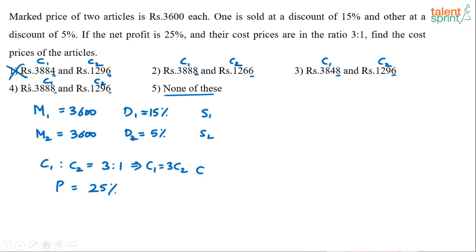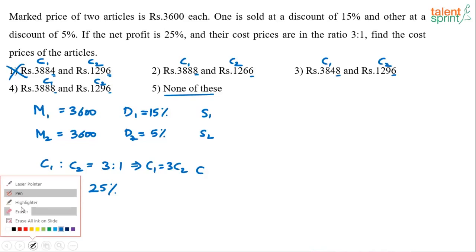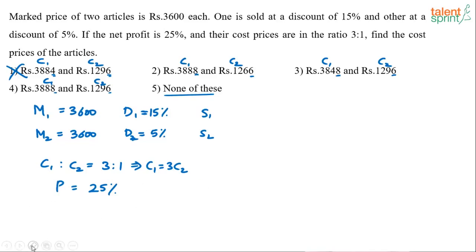That doesn't really help. I mean, this is a quick verification. It won't take 1 minute to do. I'm just explaining that one option is eliminated. But then, a simple understanding: you see 1266 into 3. Does it give you 3888?